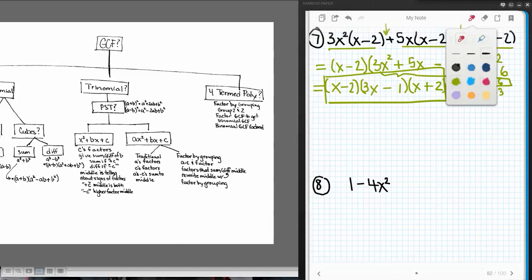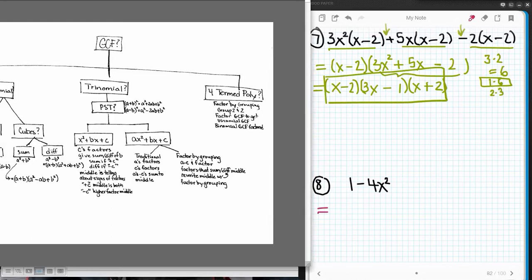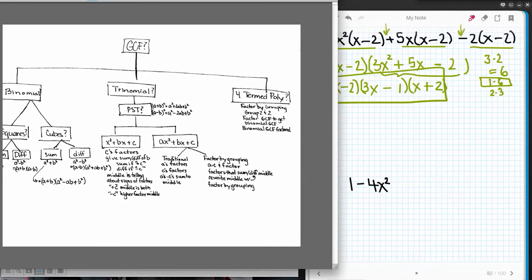Alright, this is our factoring worksheet that we had in class as classwork. We left off in the first video at problem number 7, so I'm going to go on to problem number 8 now. I'm going to look at this one. I see no GCF, and so this is a binomial. And this binomial, I have squares in them.